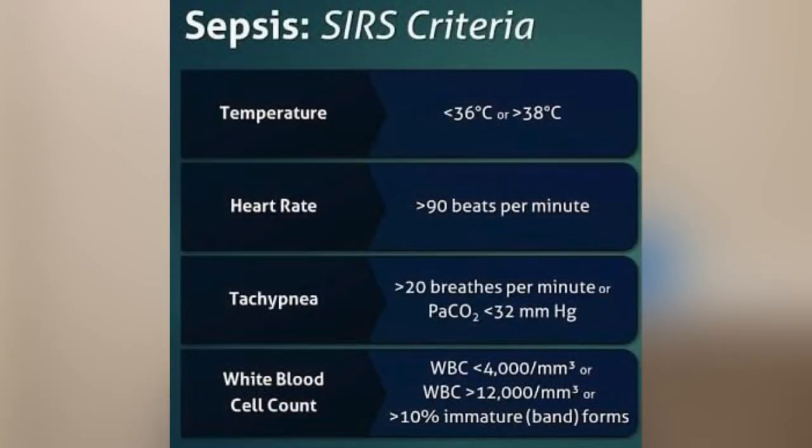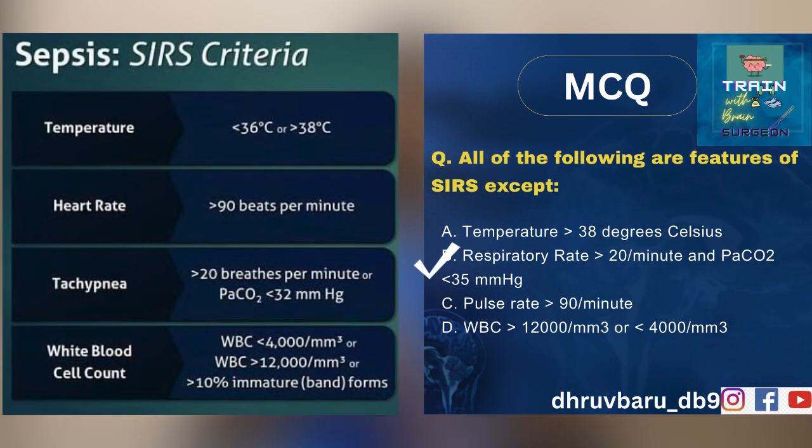So what are the parameters? Now we all know the vitals. What are the vitals? Pulse rate, BP, temperature and respiratory rate. So which of the vitals is not a component of SIRS? Blood pressure, and that is replaced by total count. So look at this table and you will get the components of SIRS. So the answer to this question will be B.